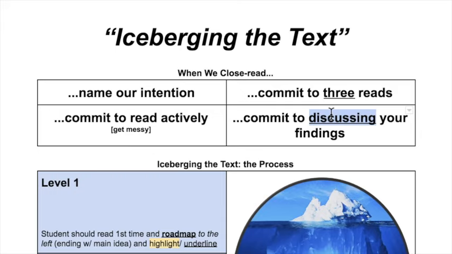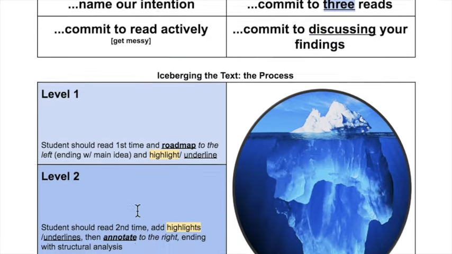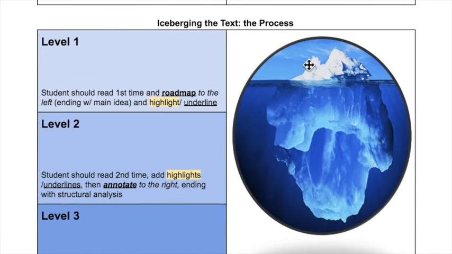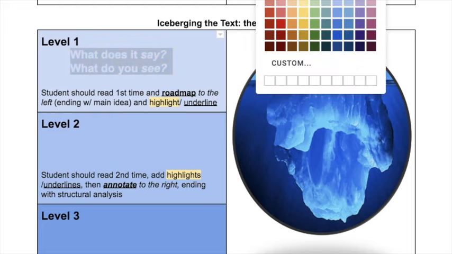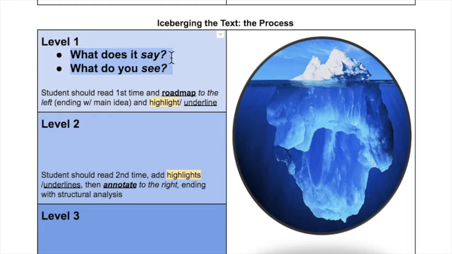Now that we've made those commitments, let's go into the process. We've said 3 reads. There are 3 levels, and we've got our little iceberg metaphor here, and we're going to be working our way deeper into the text with these 3 levels. Each level is aligned to each read. So for level 1, there are 2 questions we are asking as we read: what does it say, and what do you see? This is very basic, the top of the iceberg level, making sure we have a general comprehension of what we're reading.